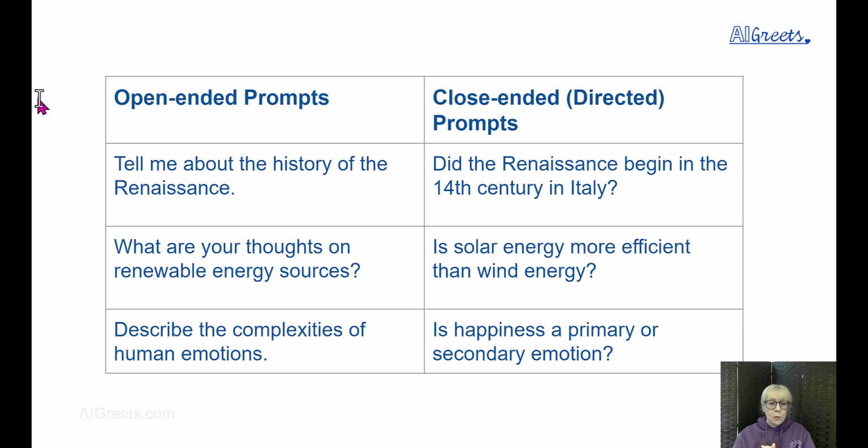I think it's pretty self-explanatory. An open-ended prompt is, tell me about the history of the Renaissance, whereas a close-ended prompt is going to be, did the Renaissance begin in the 14th century in Italy? So close-ended prompts usually can be answered with a yes or a no, and you can expect ChatGPT to elaborate more than that unless, in the style, you tell it, again, give it the context. I'm in a rush. I need the answer. Did the Renaissance begin in the 14th century in Italy? Provide a very short yes or no answer. It will give you that.